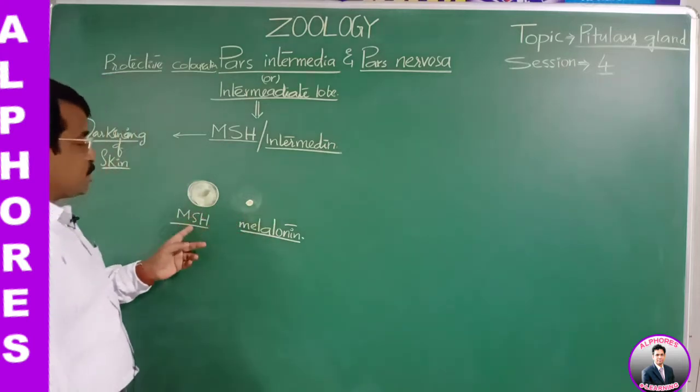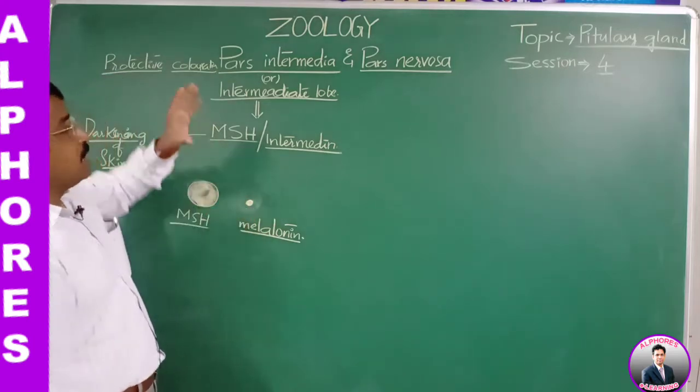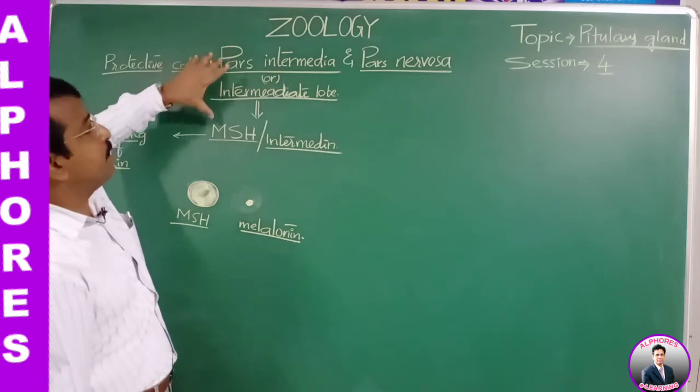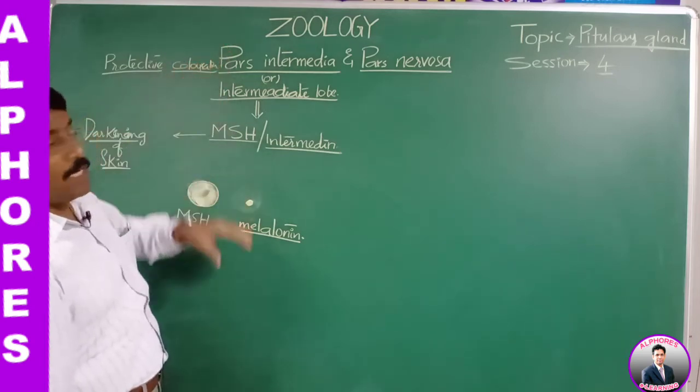That's what MSH and melatonin are antagonistic. This is the description related to the pars intermedia, or the intermediate lobe.